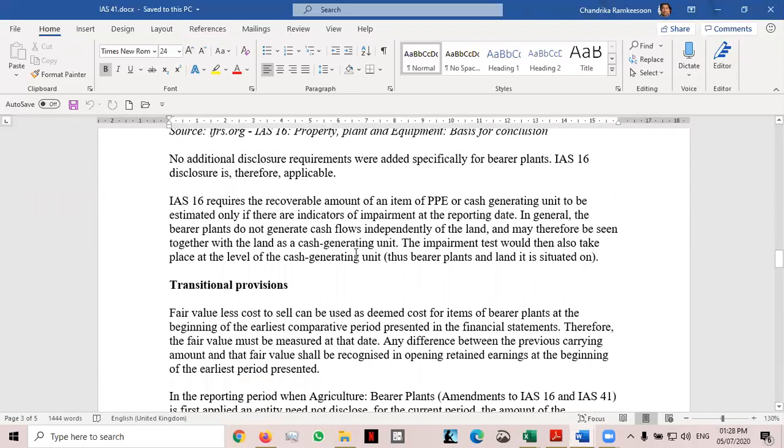IAS 16 requires the recoverable amount of an item of property, plant, and equipment, or CGU. Now, when we take a look at impairment, you'll see what a CGU is. I gave you a brief description of it in a previous lecture. So IAS 16 requires the recoverable amount of an item of PPE or cash generating unit to be estimated only if there are indicators of impairment at the reporting date.